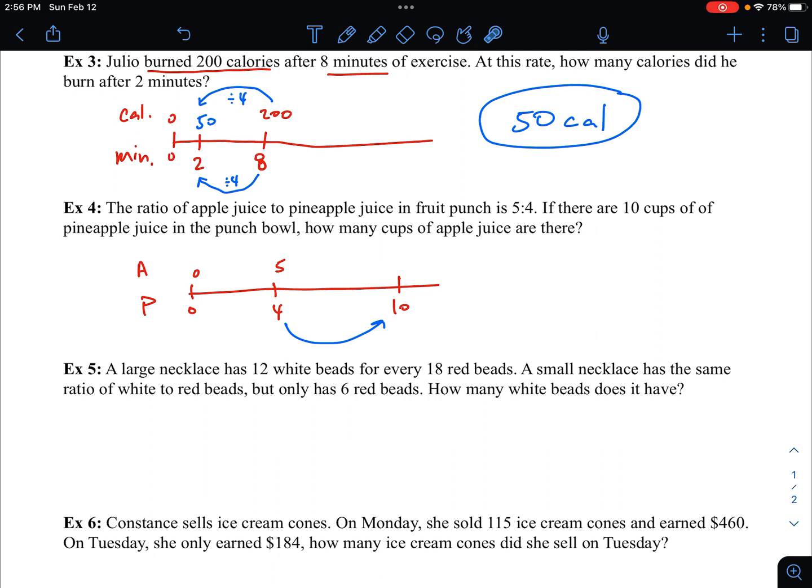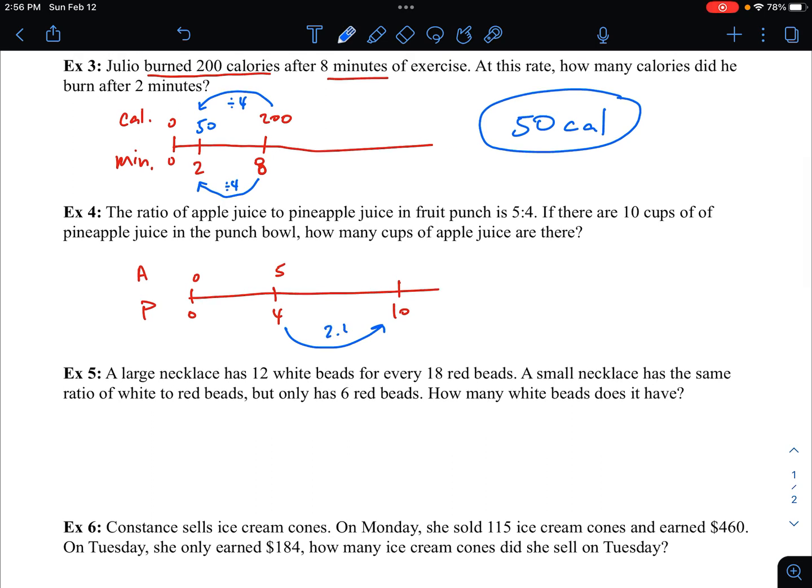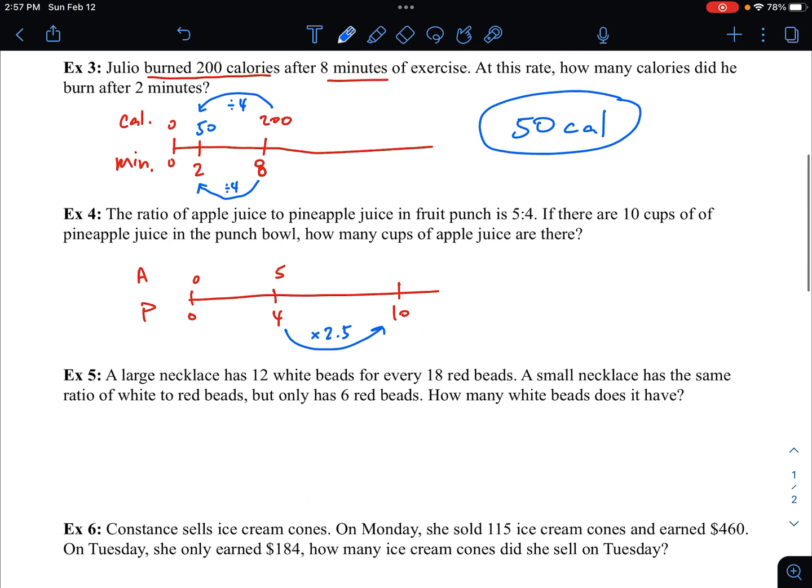10 divided by 4 is 2.5, which means if you multiply 4 times 2.5, you're going to get 10. And you can check to make sure, does 2.5 times 4 equal 10? It does. So we are going to multiply 4 by 2.5 to get 10. So guess what we're doing to the top? Guess what we're doing to 5? That's right, we are multiplying by 2.5.